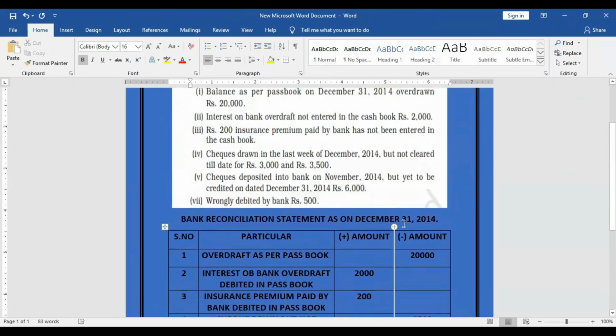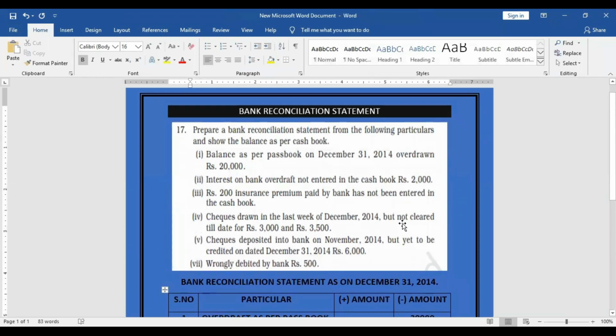Dear student, I believe through these four BRS videos published by our 1000 Step Video initiative concept: the first video starts with bank reconciliation statement, balance as per cash book. Second one, balance as per passbook. Third one, overdraft as per cash book. The fourth one, overdraft as per passbook.